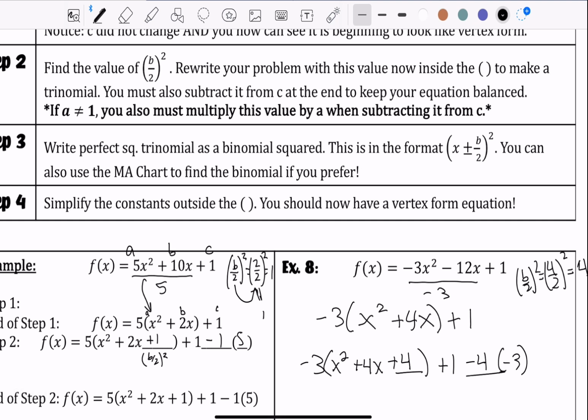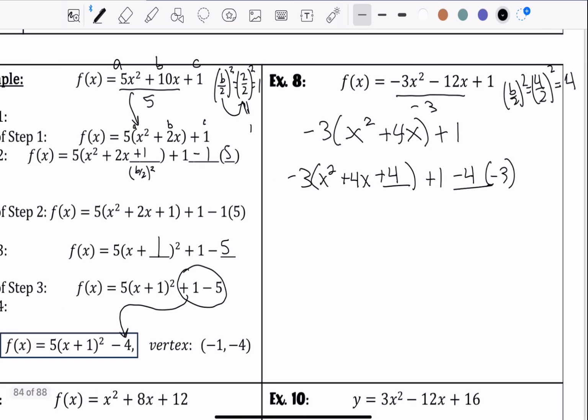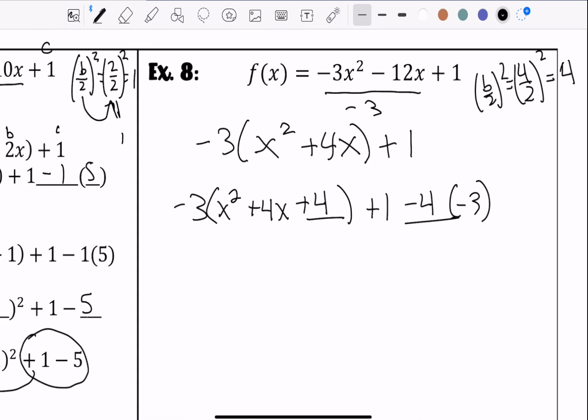Okie doke. Step 3. Write perfect square trinomial as a binomial squared. This is in the format x plus or minus b over 2, the whole thing squared. You can also use the multiply add chart to find the binomial if you prefer that. So I need negative 3, and that's going to be plus or minus the whole thing squared plus 1. And I'm going to simplify that back there. Negative 4 times negative 3 is positive 12. Now I should have filled in my open space here. And it says it's going to be b over 2. b over 2 is right here. 4 divided by 2 is 2.